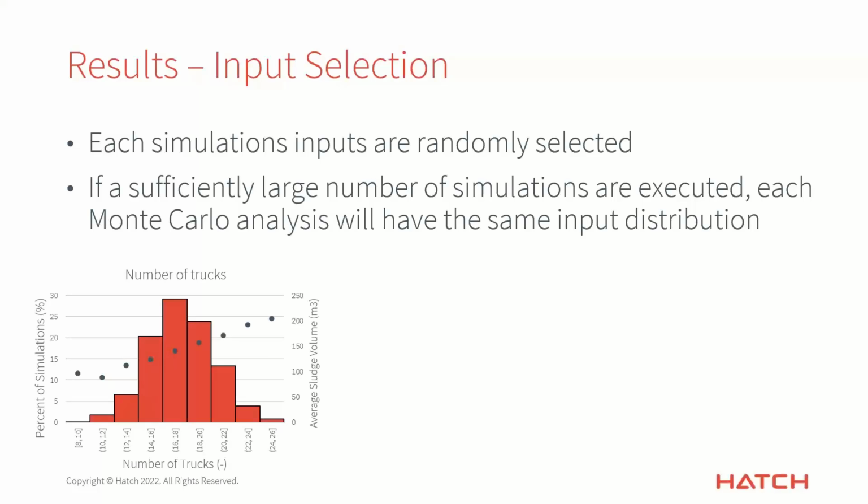And just to take a look at what I mean, for example, with our 1,000 run simulations, the distribution that we saw for the number of trucks was a bit of a normal distribution. You can see the highest probability is between 16 and 18 trucks arriving at your facility. And the scatter plot on this shows what the average sludge volume is for that number of trucks.